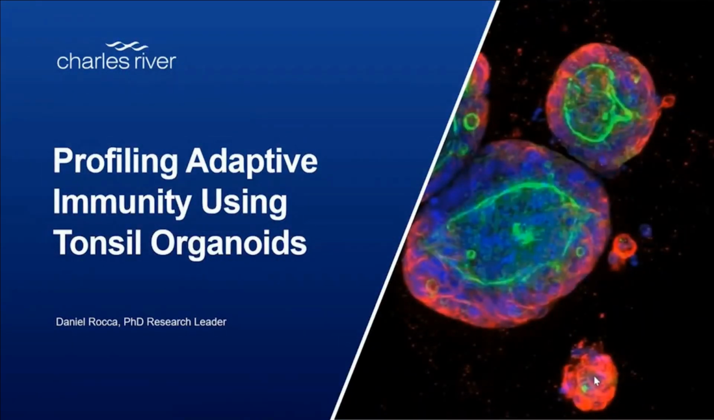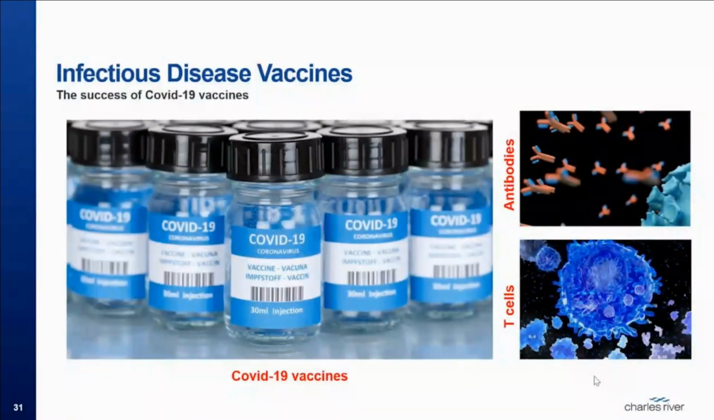Thank you, Ludo. I'd like to tell you about another way that we can use organoids to improve infectious disease drug discovery, and particularly in the vaccine space. So you will all be familiar, I'm sure, with the COVID-19 vaccines. And the aim of vaccines is to arm an individual with pathogen-specific antibodies or pathogen-specific immune cells.